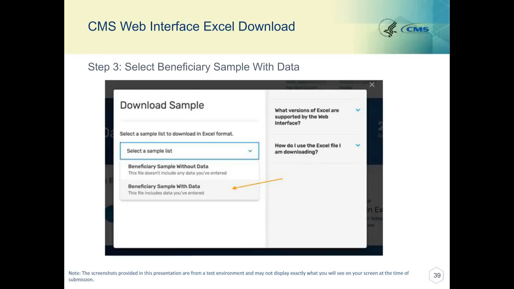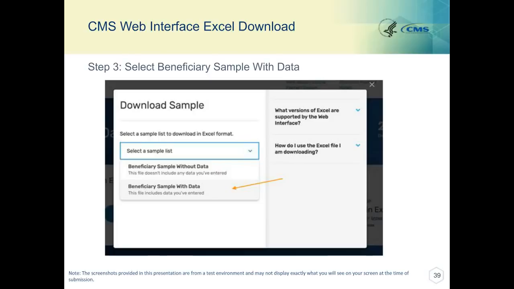On the pull-down menu, you'll see two types of download options. The first option is beneficiary sample without data, which downloads only pre-filled CMS data. This download is the original sample before you input any data into the CMS Web Interface. The second option is beneficiary sample with data, which downloads data that you have already entered into the CMS Web Interface, either manually, via a previous Excel upload, or via the API.